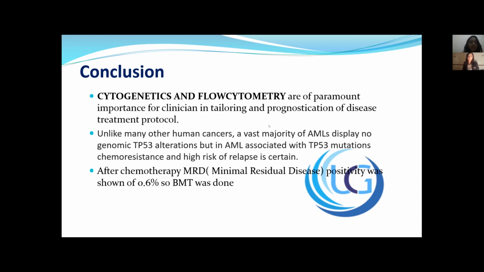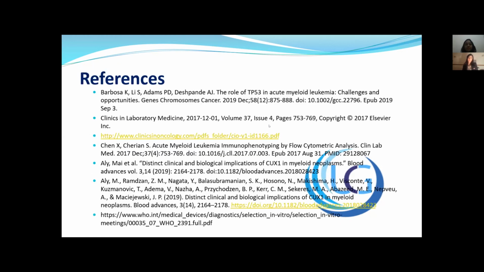After chemotherapy, the measurable residual disease positivity was 0.6%. So, bone marrow transplant was done. After transplant, the later MRD showed 0.16% of MRD, which is least expected in this unfavorable aberrant CD56 expression, which is an NK cell marker, and also TP53 mutation, which are high indices for refractory disease and relapse. These are my references.